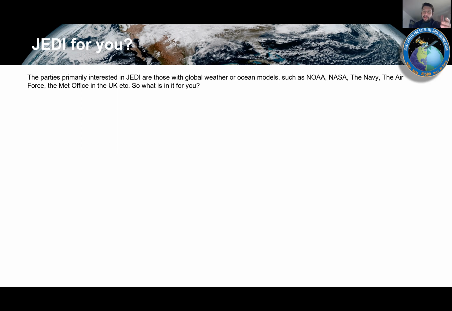So if you had a crazy idea for a tangent linear model, you can implement it. And then if you write the interfaces to JEDI, you then don't have to write the minimization algorithms. You can use them. And if you're excited about it, JCSDA will probably be interested in including it, but you can submit a PR to GitHub.